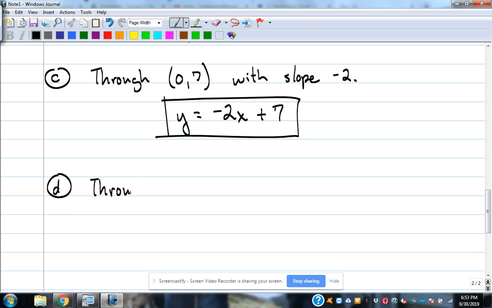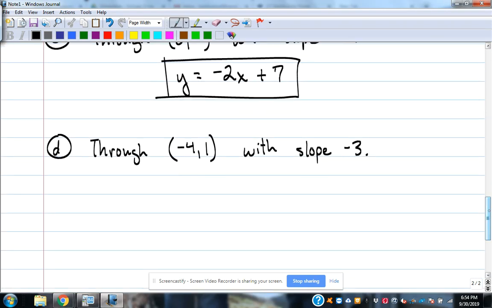But what if they told us that it goes through the point (-4, 1) with a slope of -3? Is (-4, 1) on the y-axis? No, definitely not. So I can't use that shortcut here. b is not going to be the 1 because that's not on the y-axis. So I've got to do some more work to get my slope-intercept form of this equation. The work I'm going to do is start with point-slope form. Okay? So point-slope form says y minus 1 is equal to -3(x minus -4).